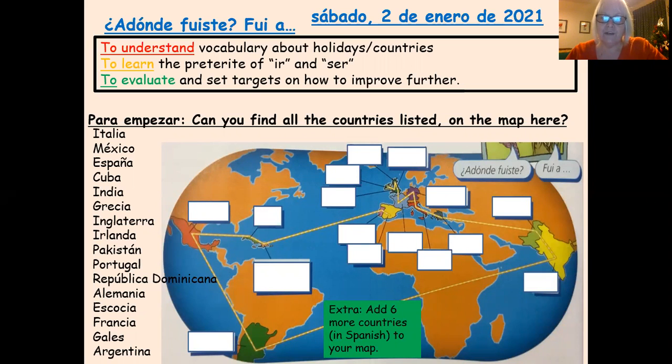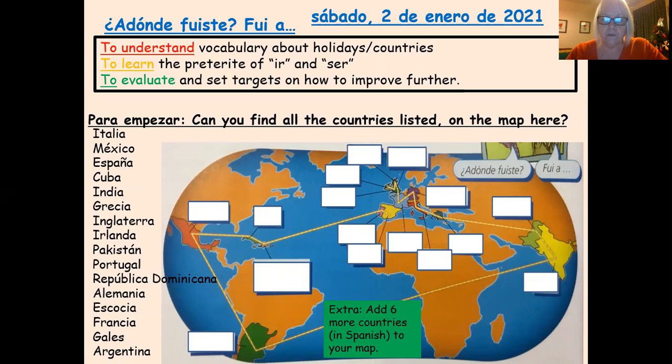The date on here says Sábado 2 de enero, which is of course the day that I'm recording it on. You need to change that to Lunes 4 de enero if your first lesson is on a Monday, and you'll have to think about, depending on when your lesson is, what the date will be.